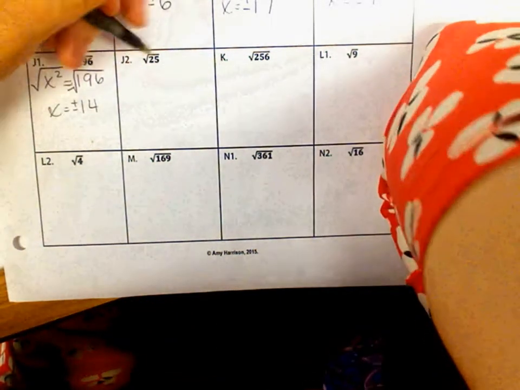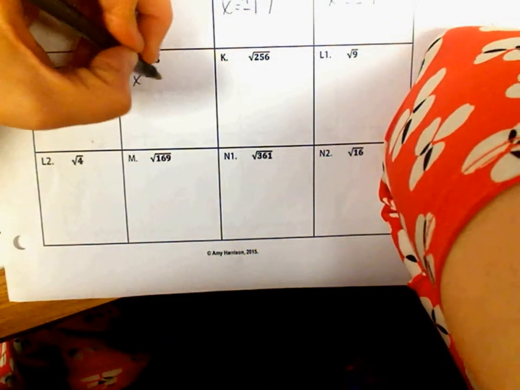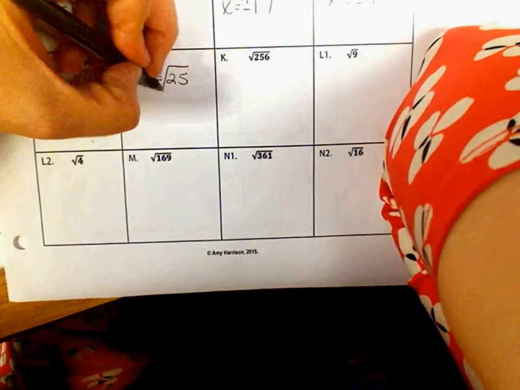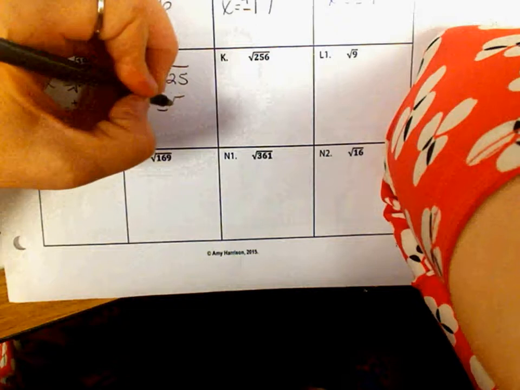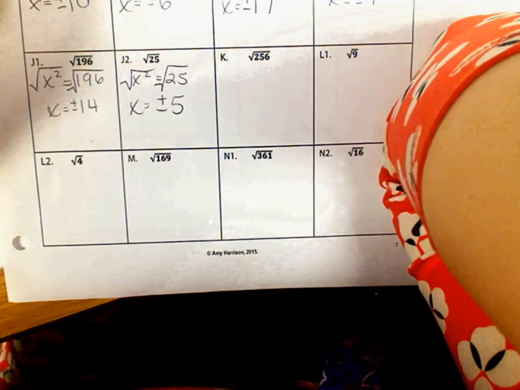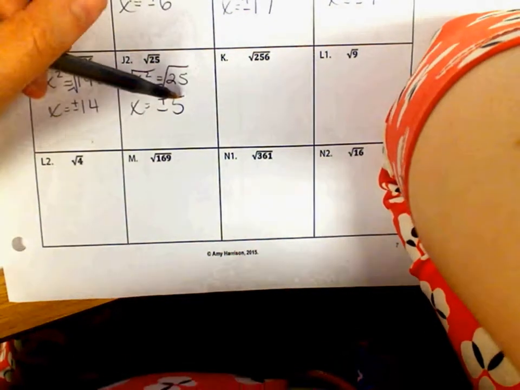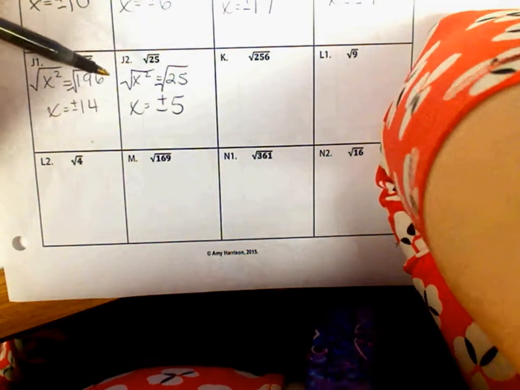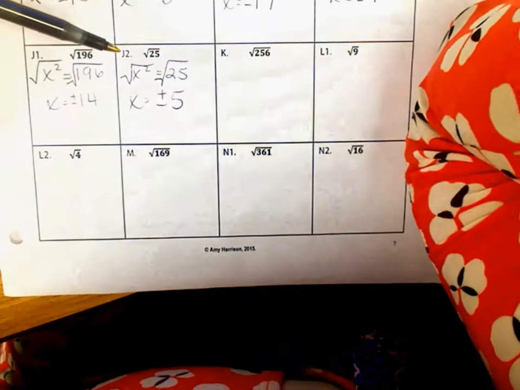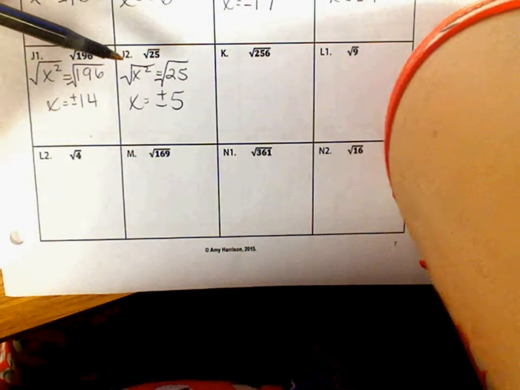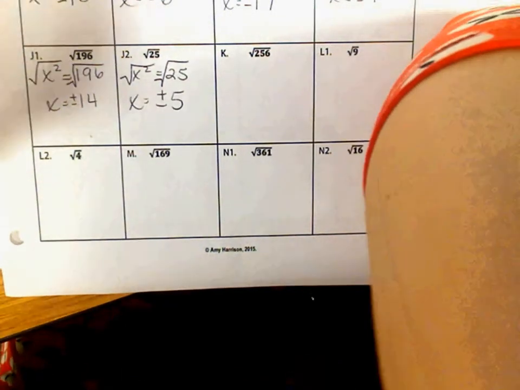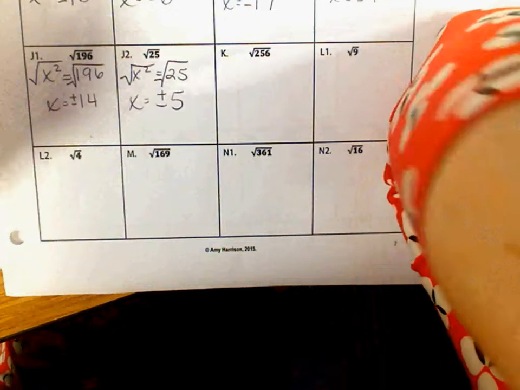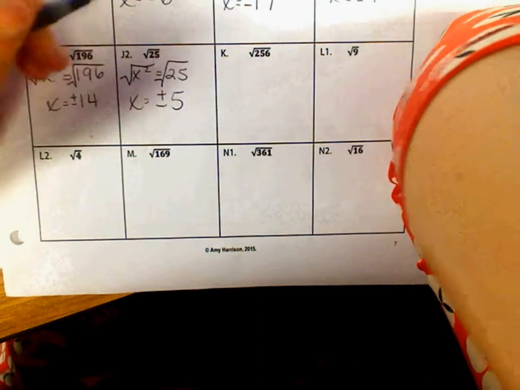Okay, 25. Write your equation. Now we're finding the square root. X equals positive or negative 5. Because 5 times 5 equals 25. That's all the square root is. It's just figuring out which number, when you multiply it by itself, will give you 25, which is 5.